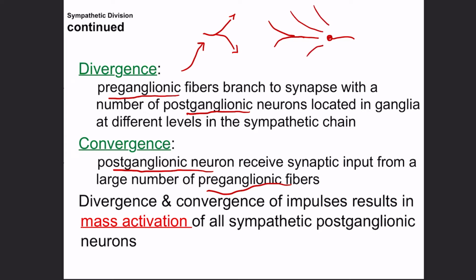That's what convergence is. So divergence is the action of our preganglionic neuron, while convergence is the action of our postganglionic neuron and its ability to receive input from a large number of preganglionic axons. So this divergence and convergence is going to allow for mass activation, as in everything or almost everything kind of acting all at the same time, for kind of like that systemic fight or flight response.